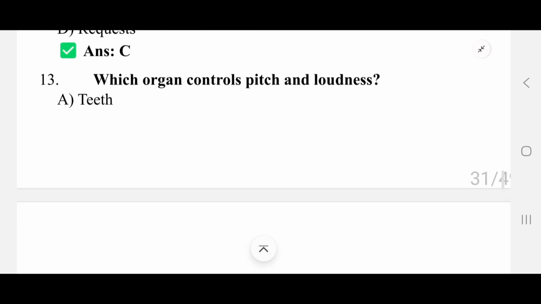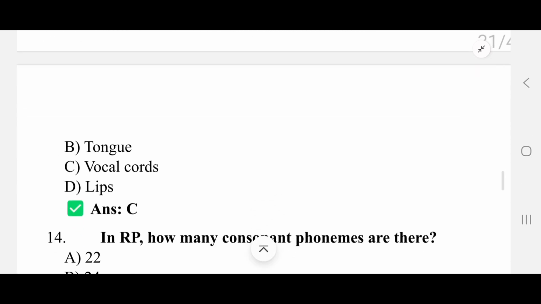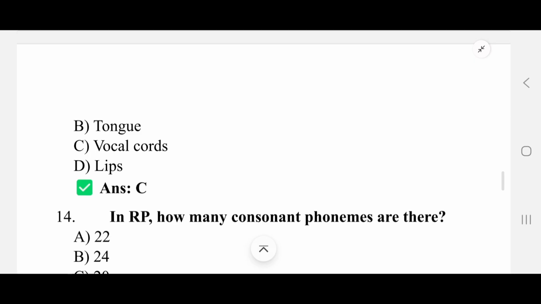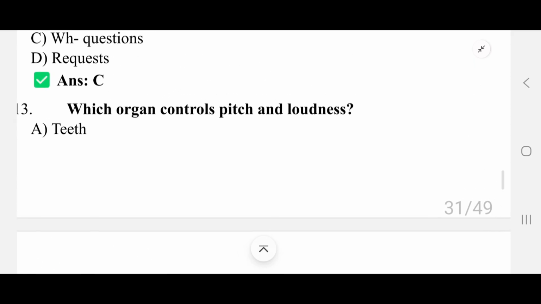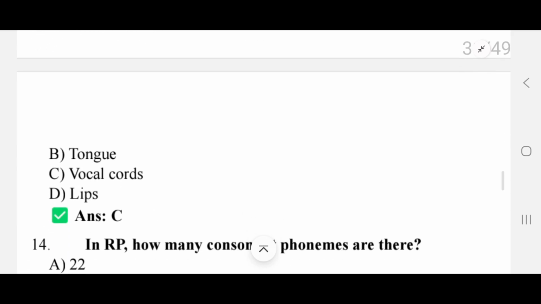Which organ controls pitch and loudness? Teeth, tongue, vocal cords, lips. Okay, which organ controls pitch and loudness?